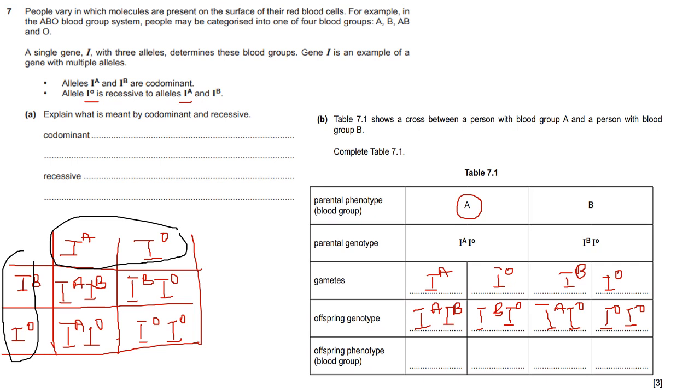Then they say, what's the offspring phenotype? So in this case, they're asking you, what would the blood group of the person be? Because A and B are codominant, this would be AB. B is dominant to O, so this would be B. A is dominant to O, that would be A. And O is recessive and it's homozygous over there, so that would be O. And that would be your answer. That's it. Very easy.